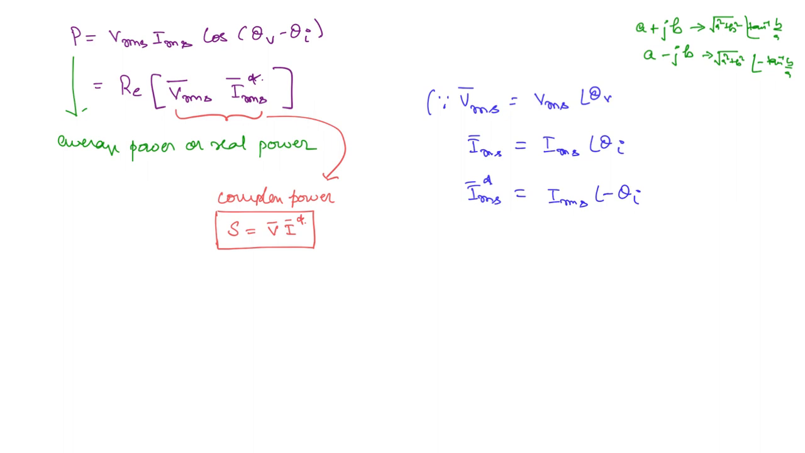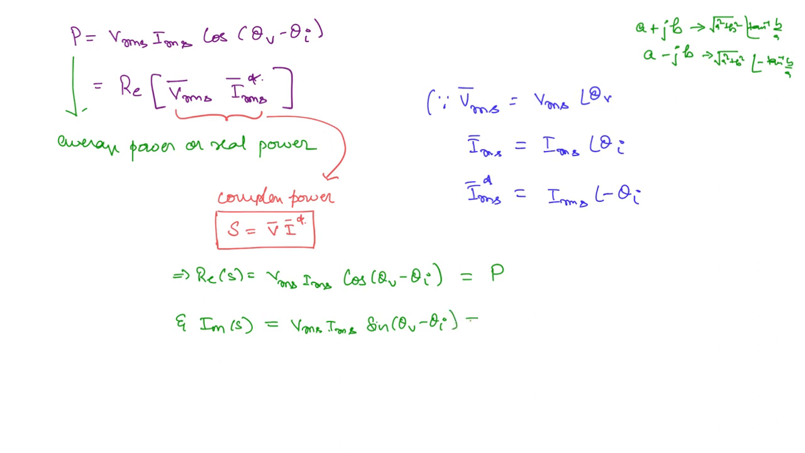So you can write the real part of S is equal to V RMS I RMS, since phasor will usually be in the form of the RMS value unless otherwise mentioned, cos of theta V minus theta I. So this we write as P. Then what about the imaginary part of S? This is going to be V RMS I RMS sin of theta V minus theta I. This is represented by Q.